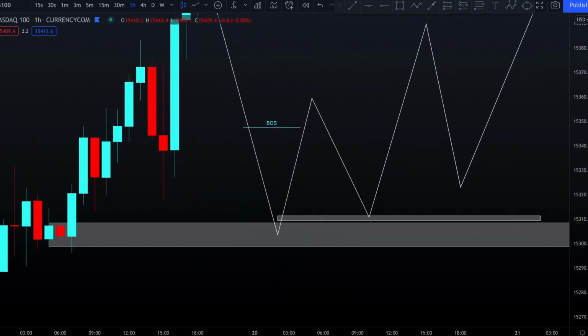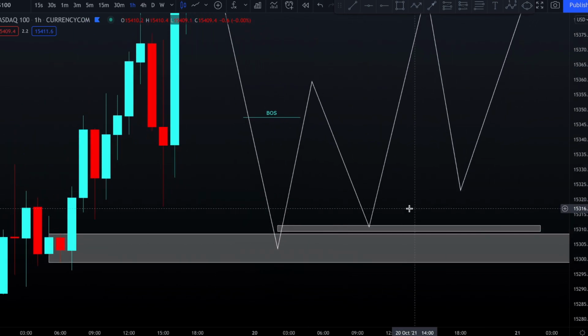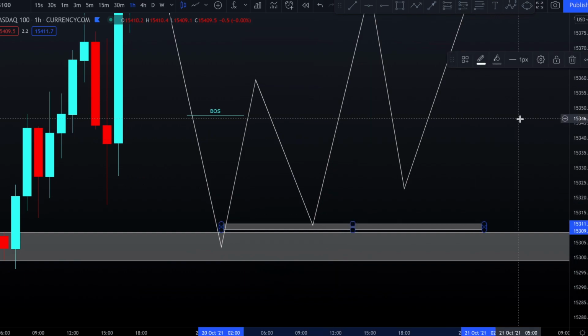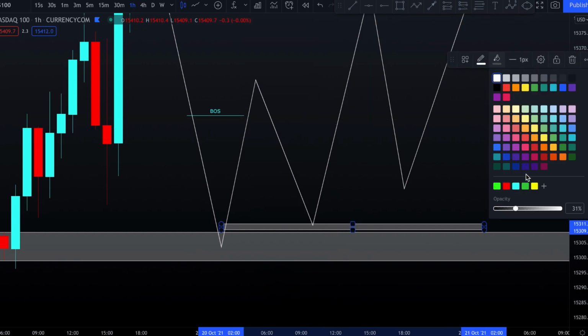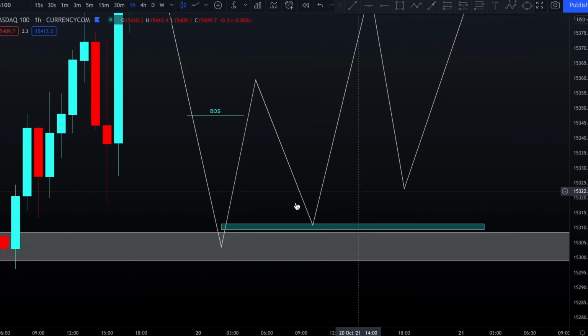Remember, the higher the time frame something happens on, the better it is going to be respected. So if you find a daily order block, there's a high possibility that that area is going to be respected really, really nicely. But again, you can refine it down onto lower time frames. And that's exactly what would happen here.